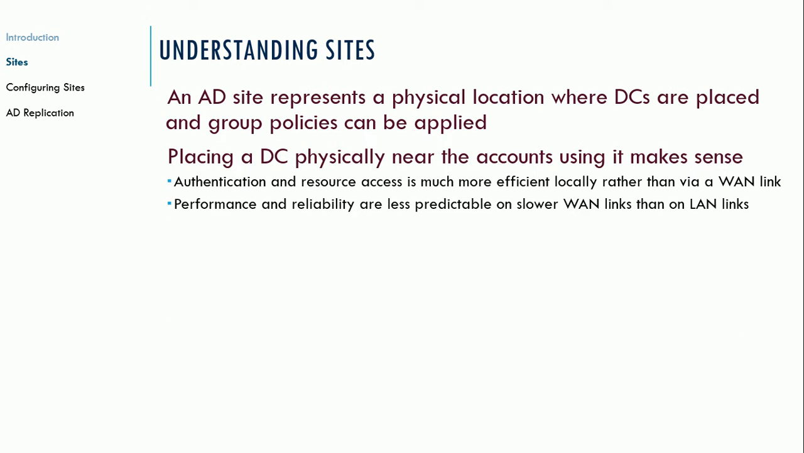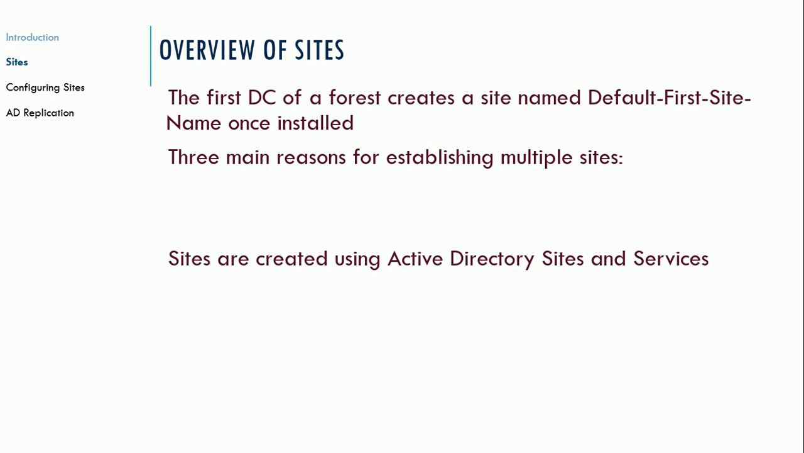Logon, for example, can take quite a bit of time if everyone in a particular office is logging in at the same time. If you had 1,000 users all trying to log in at 8 o'clock every morning, it might be a little bit slower when everybody comes in, although it might be okay the rest of the day. But it's relatively inexpensive to locate a domain controller at a remote site, if for no other reason than to ensure the efficiency of using Active Directory at a remote site. So the first domain controller of a forest creates a site name, Default-First-Site-Name, once it's installed.